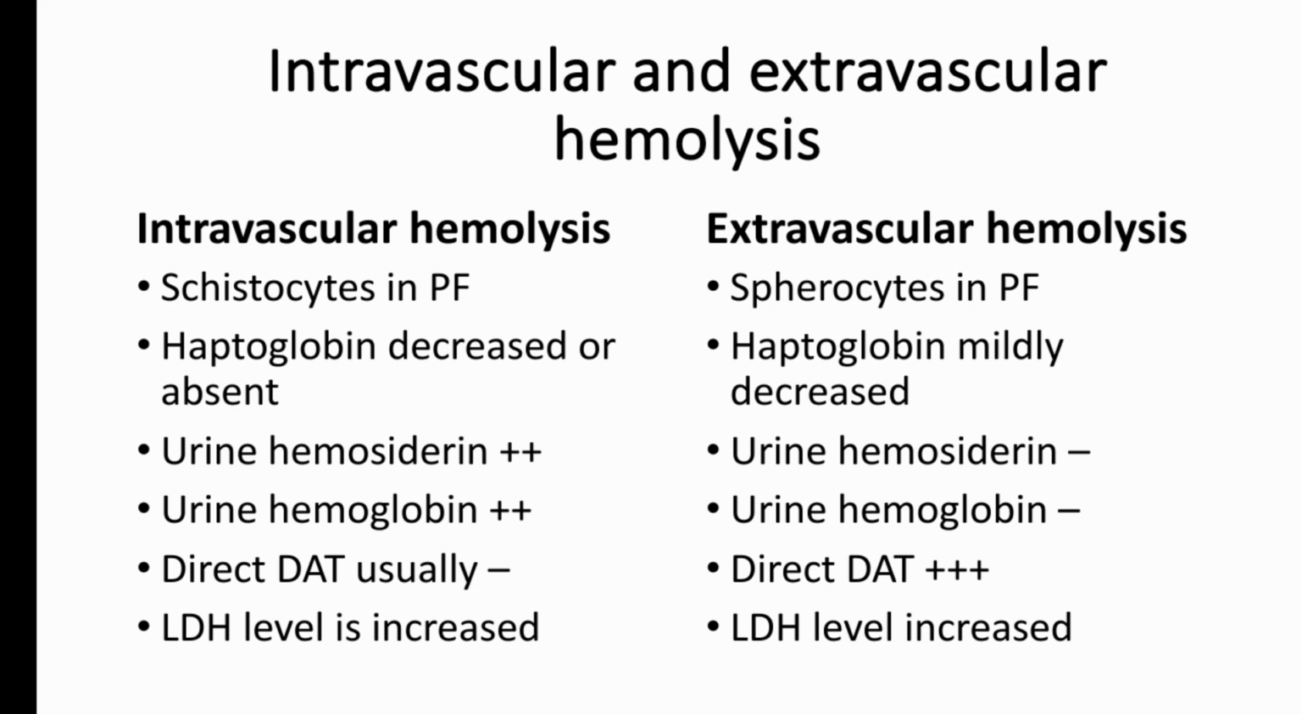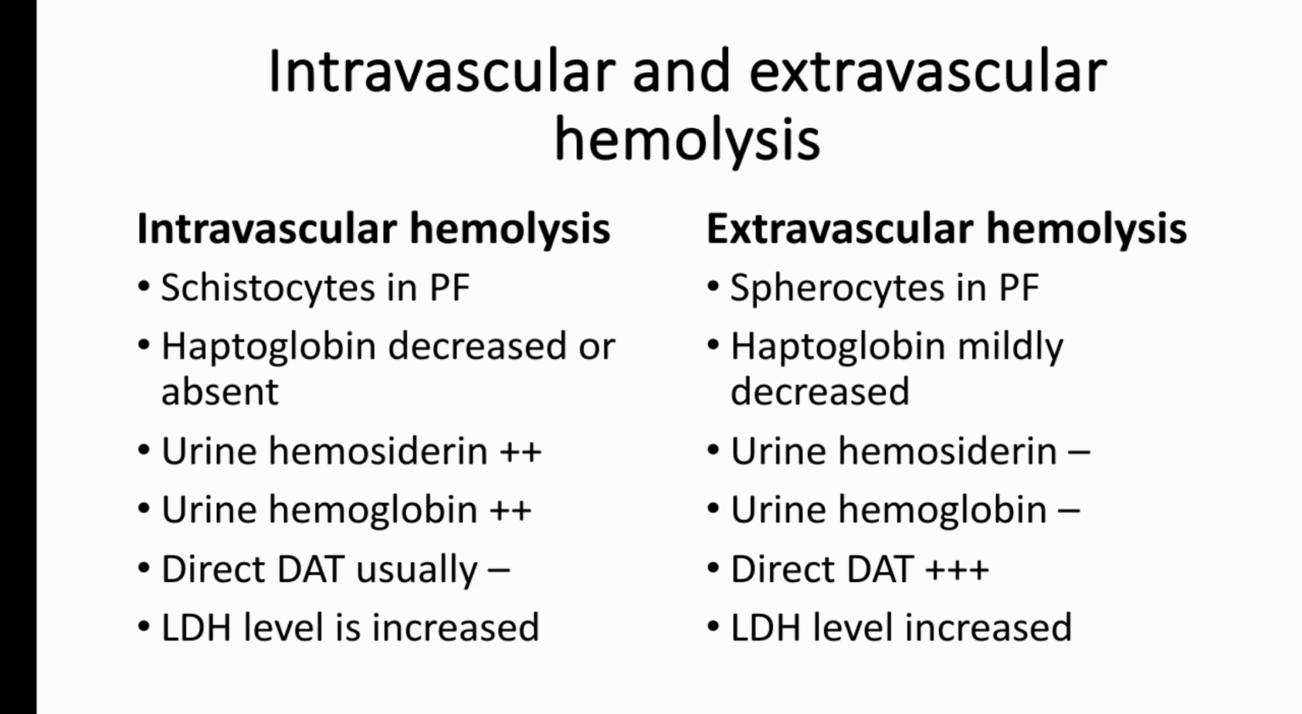In intravascular hemolysis, when we do the peripheral film of any blood that is intravascularly hemolyzed, we will see schistocytes in the peripheral film. Okay, and in extravascular hemolysis we will see spherocytes. Alright, in intravascular hemolysis the haptoglobin levels will decrease, or may even become absent.